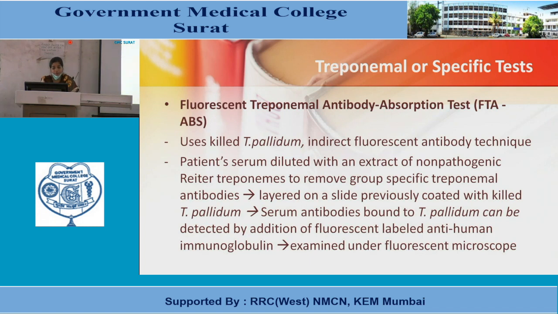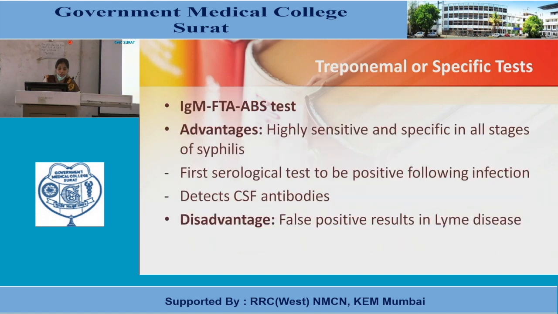Patient serum is diluted with an extract of non-pathogenic Reiter treponema to remove group-specific treponemal antibody, and then layered on a slide previously coated with killed Treponema pallidum. The serum antibody bound to the Treponema pallidum can be detected by addition of fluorescent-labelled anti-human immunoglobulins and examined under a fluorescent microscope. Another is the IgM FTA-ABS test.